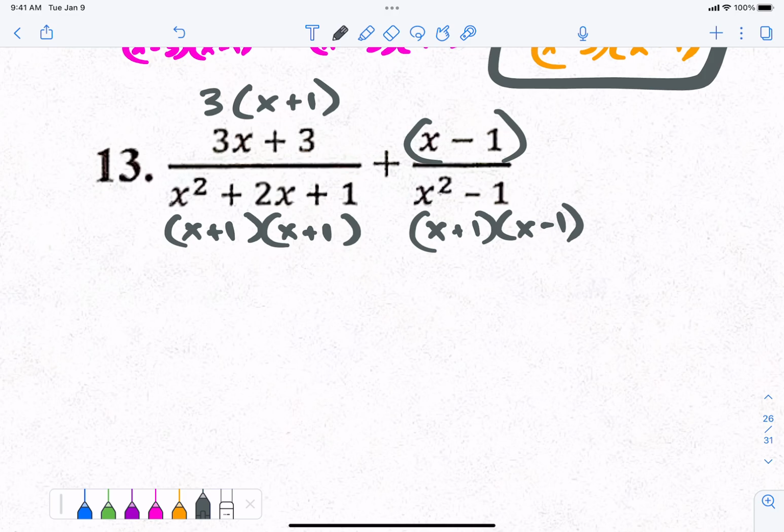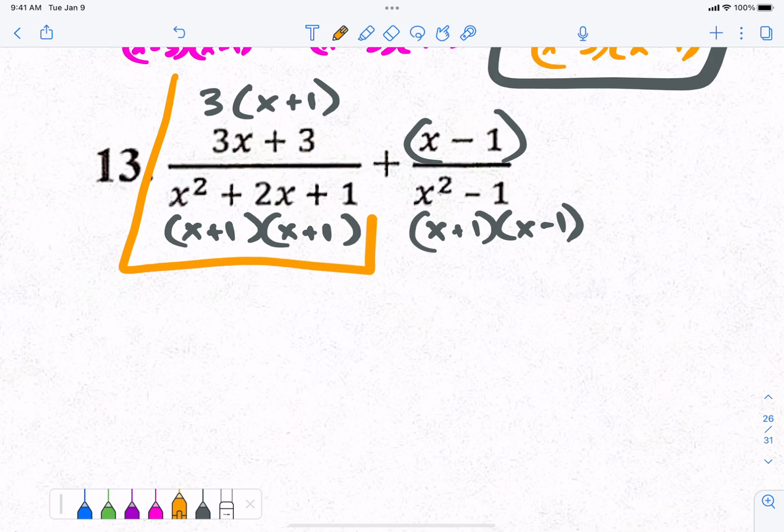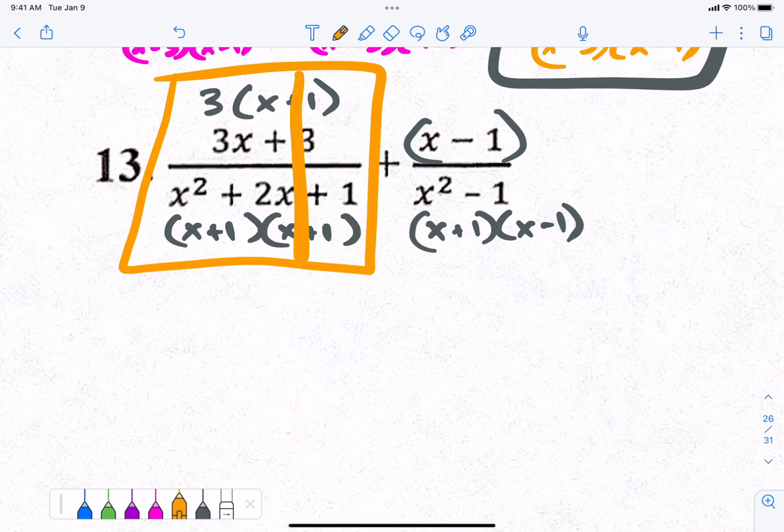Now, normally we don't worry about canceling, but if I look at this, is this term right here reduced? Or can I reduce it more? Can I get rid of the x plus 1s? Yeah, I can reduce that, right? So this is 3 over x plus 1. I haven't even found a common denominator yet. I'm just reducing that one side, which normally we don't have to do because it's already reduced, but this one's not reduced to begin with.